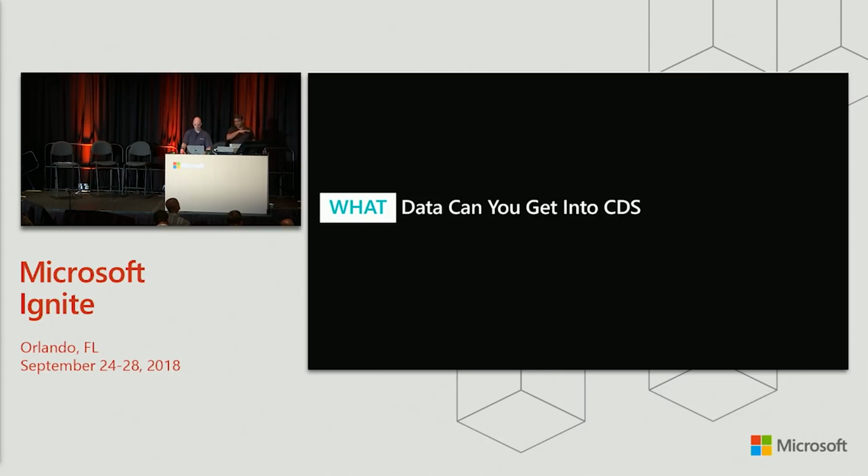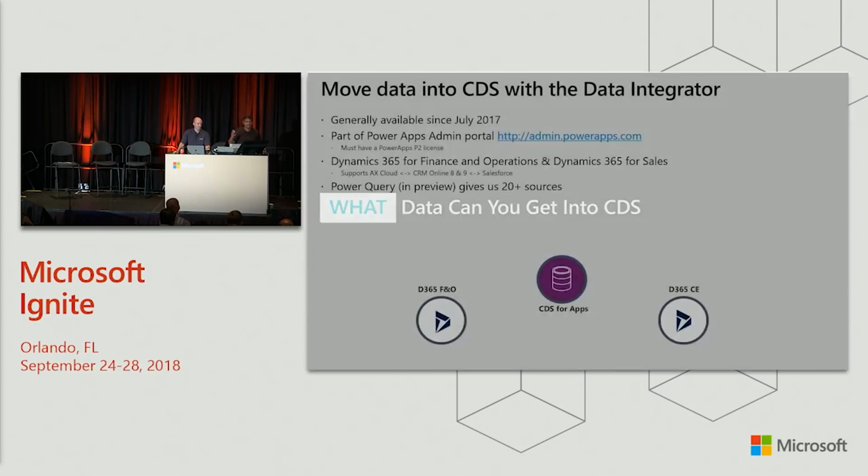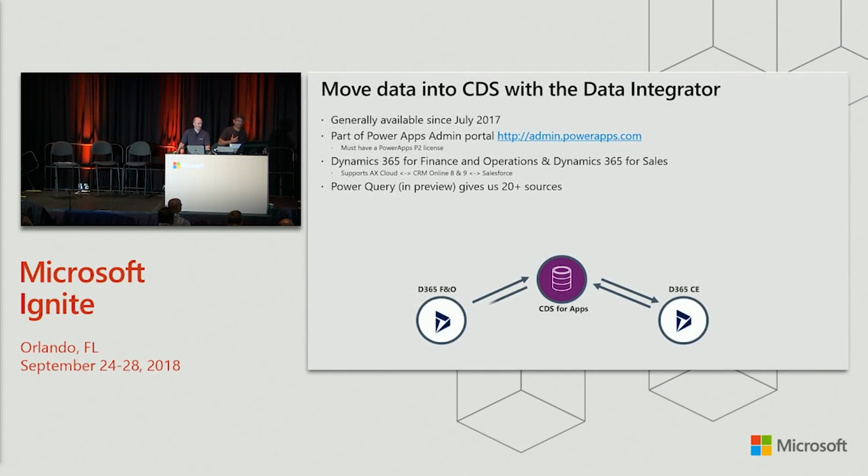So now we talked about why you would want to get data into CDS. You get data into CDS such that multiple different applications are executing as if they're one. This is unified data. The kind of data that you can get in there are the finance and ops data into CDS, D365. In addition to that, we also have tons of sources through Power Query, which Miguel will demo quite a bit today.